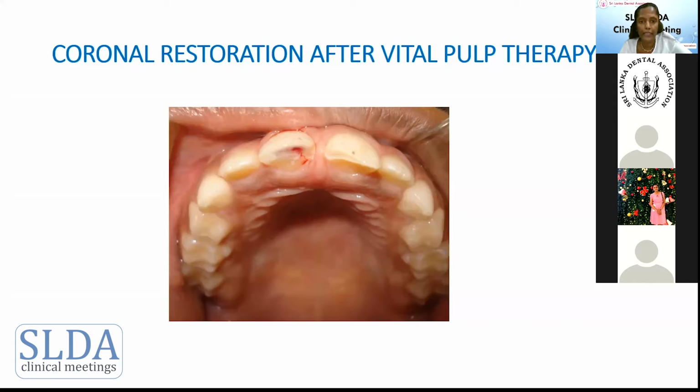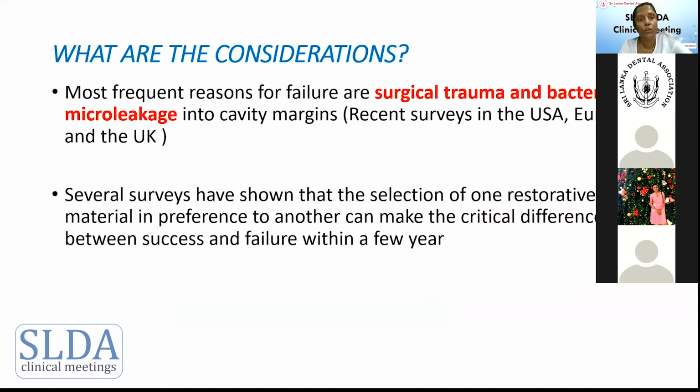So this patient has a crown fracture and ended up with a pulp exposure. So pulp therapy is indicated in a condition like that, especially in an immature tooth. After the pulp therapy, a proper coronal restoration is a must.